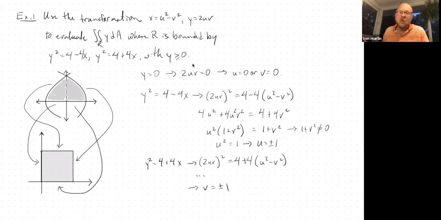We don't really know which. Do the same sort of work for the other boundary, and you get v is either plus 1 or minus 1. Now is where the magic comes in. Because remember, we had that either u equals 0 or v equals 0. And now we got these 1's here that could be plus 1 or minus 1.